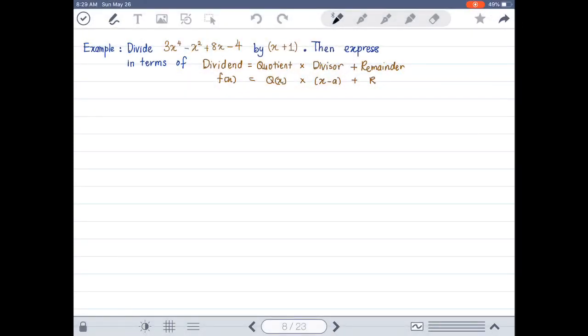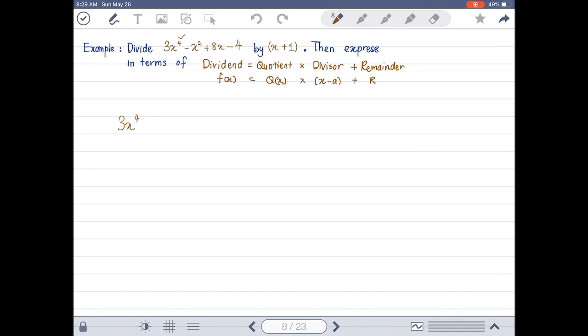Now let's have a look at another example. Divide 3x to the power of 4 minus x squared plus 8x minus 4 by x plus 1. Again, the first thing we need to do is rearrange from the highest power to the lowest power for both the dividend and the divisor. So we write down here 3x to the power of 4. Done.